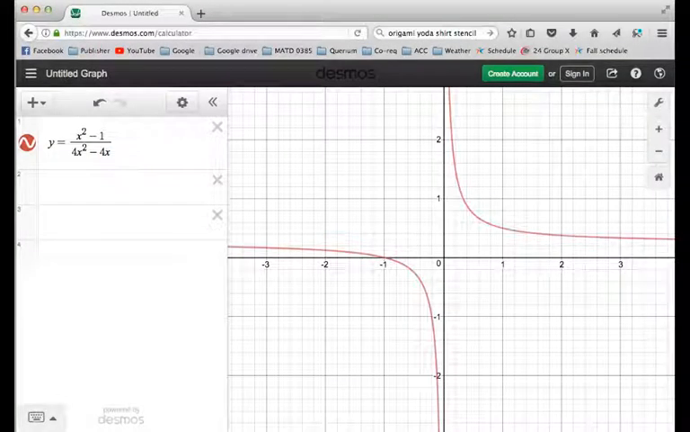Looking at this graph again in Desmos.com, we can see that in fact the y-axis does appear to be a vertical asymptote, and we can see that we don't have a vertical asymptote at x equals 1. What we can't really see is what's actually happening at x equals 1. What we have at x equals 1 is what we would call a hole.